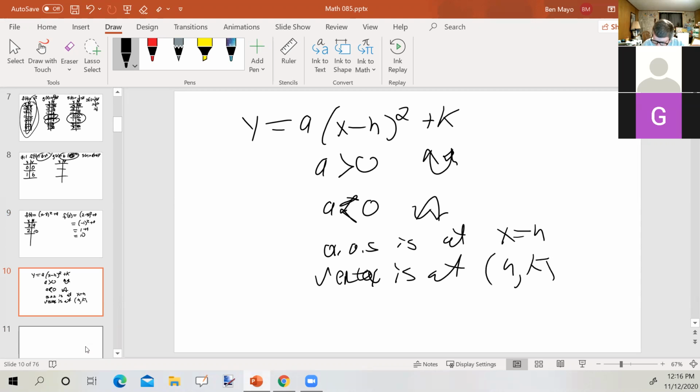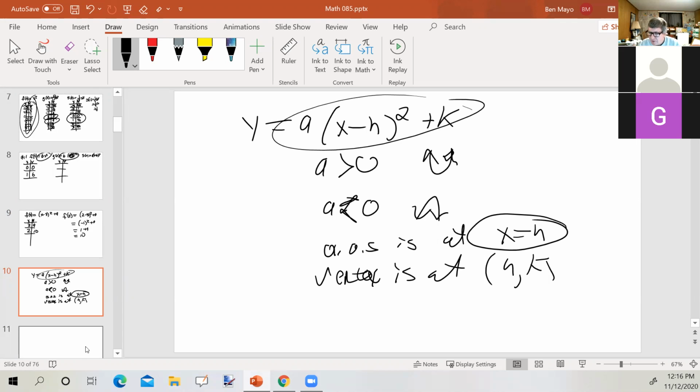Make sure when you put in the axis of symmetry into WebAssign that you use x equals. Also, when you graph, make sure you graph the vertex first and then a second point that you find by plugging it in here. And I would just go one to the right or one to the left from the vertex to find that second point.